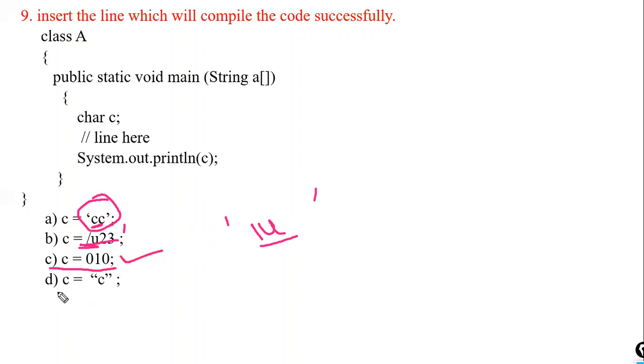Octal value, this is valid. And character C, here we are assigning a single character, but we are enclosing in double quotes. So even this is invalid. So the correct option is C. We can assign the characters with the octal value also.